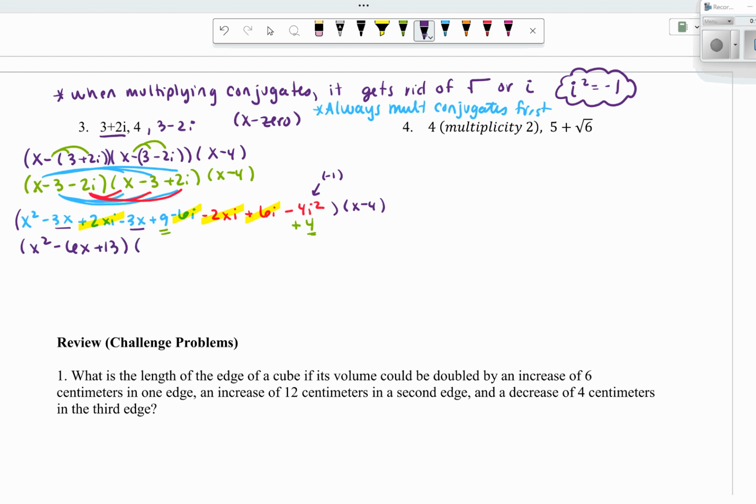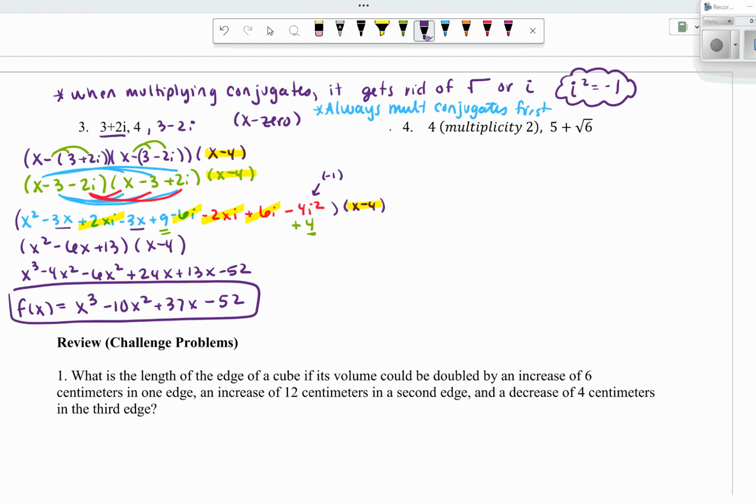And then we also have to multiply it by that other factor, which is the x minus 4. So now we have a trinomial times a binomial, and then we're going to FOIL this out again. So that would give us x cubed minus 4x squared minus 6x squared plus 24x plus 13x minus 52. And so then f of x equals x cubed minus 10x squared plus 37x minus 52.